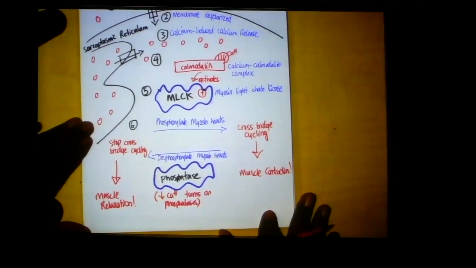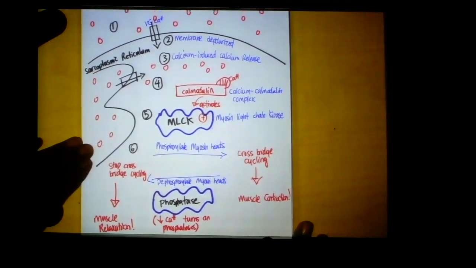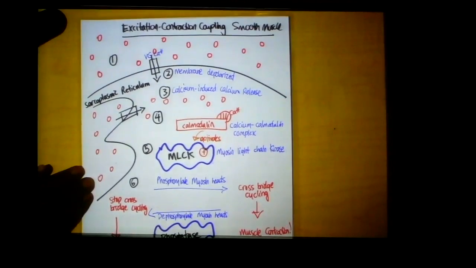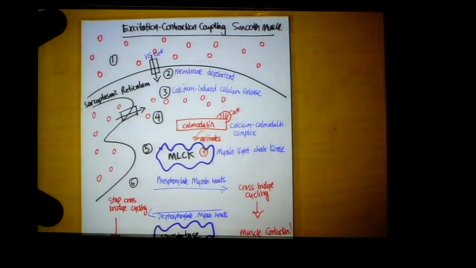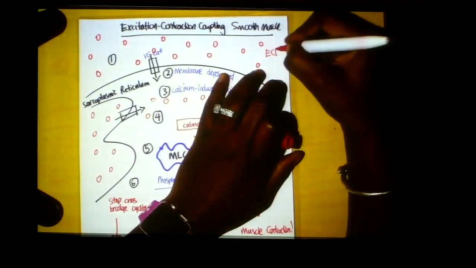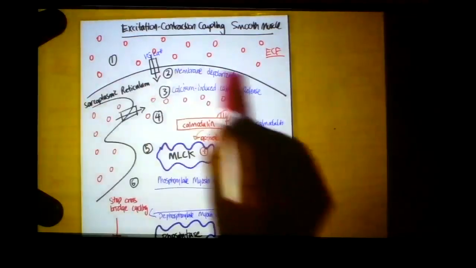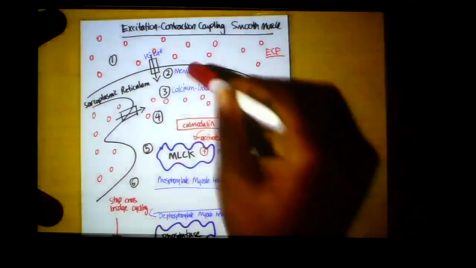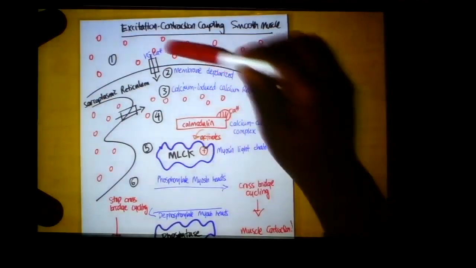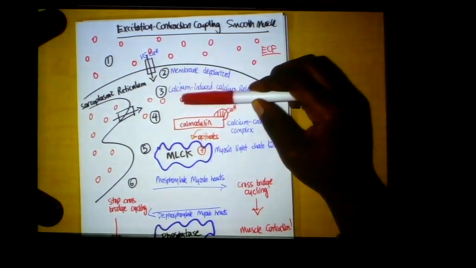Okay? So let's go over this process one more time from the top. So the main source of calcium that drives this process is coming from the ECF, right? I'll write it out here. The ECF. And when the membrane of this cell gets depolarized, this triggers the opening of these voltage-gated calcium channels on the membrane of the cell. That allows an initial rush of calcium into the cell.